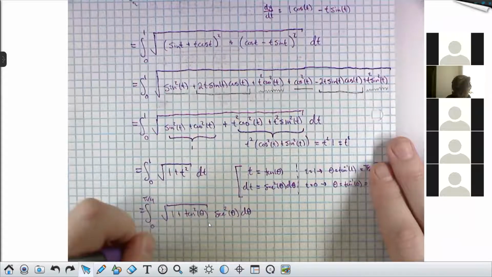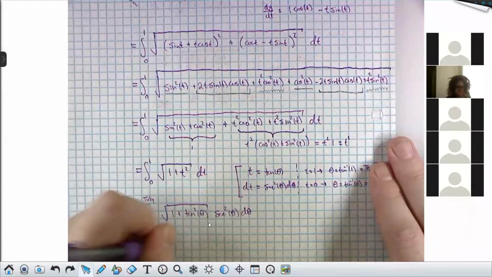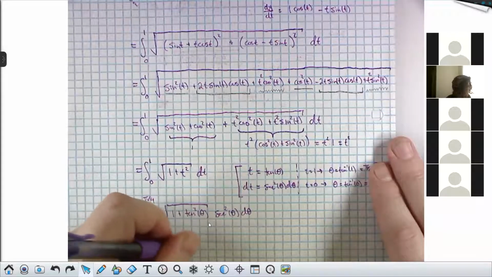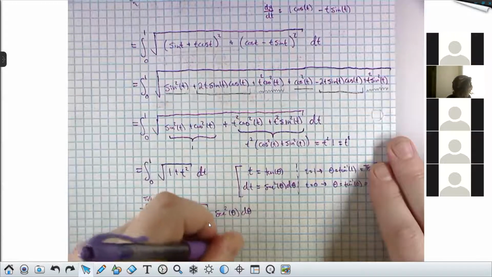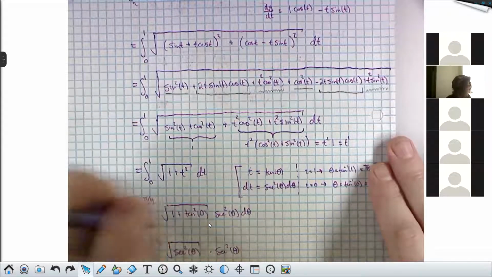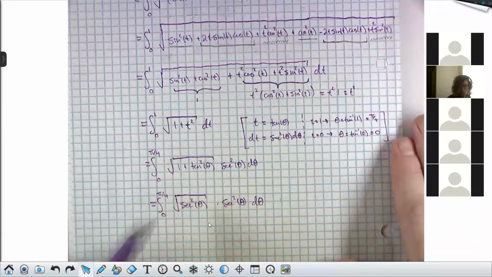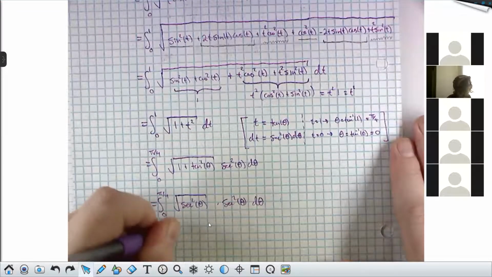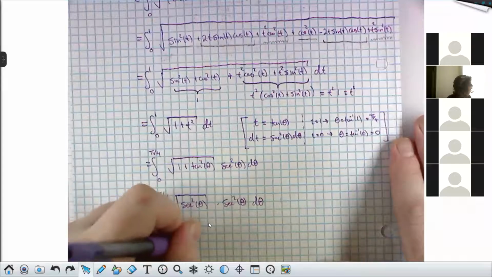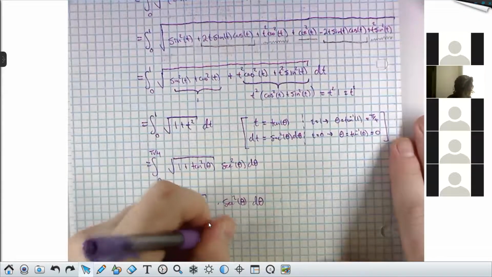So this is the integral from 0 to pi over 4 of the square root of secant squared theta times secant squared theta d theta. The square root of secant squared is secant. So this is the integral from 0 to pi over 4 of secant cubed of theta d theta.